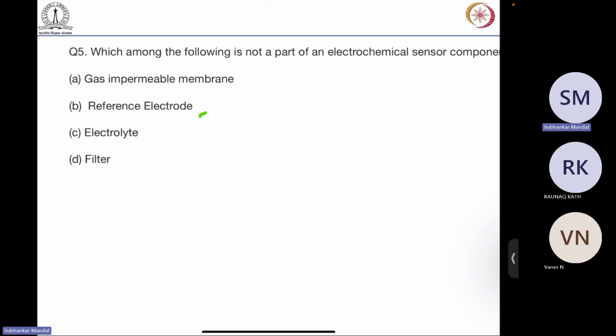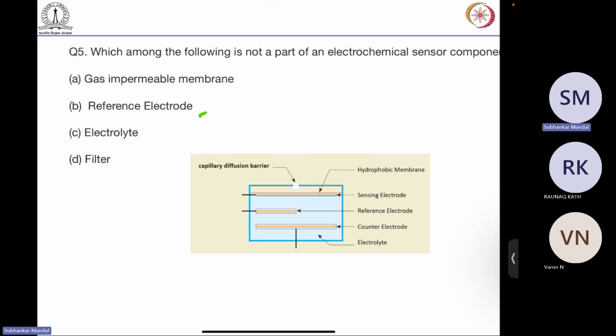Okay, you can see the picture of the electrochemical sensor. This is the counter electrode, which is deep in the electrolyte. This blue part is the reference electrode, and on top of that is the sensing electrode, which will sense particular components such as gas or CO2. On top of that, the red part is the hydrophobic membrane, which we already discussed.